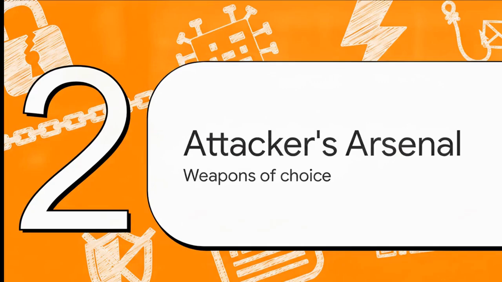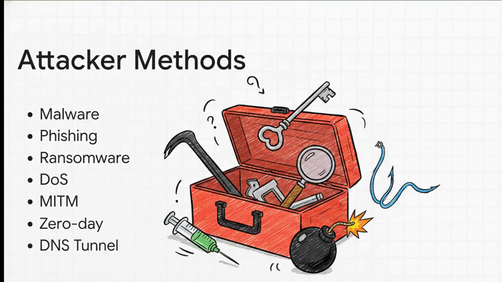Moving right along to Section 2, the attacker's arsenal. What exactly are their weapons of choice? As you can see, attackers rely on a pretty diverse toolkit. It ranges from simple, almost psychological trickery, all the way to highly technical infrastructure exploitation. From your standard malware and phishing to zero-day exploits and DNS tunneling, these guys have a very specific tool for every single type of vulnerability. Let's zoom in on a few of the most critical ones that organizations are fighting off on a daily basis.